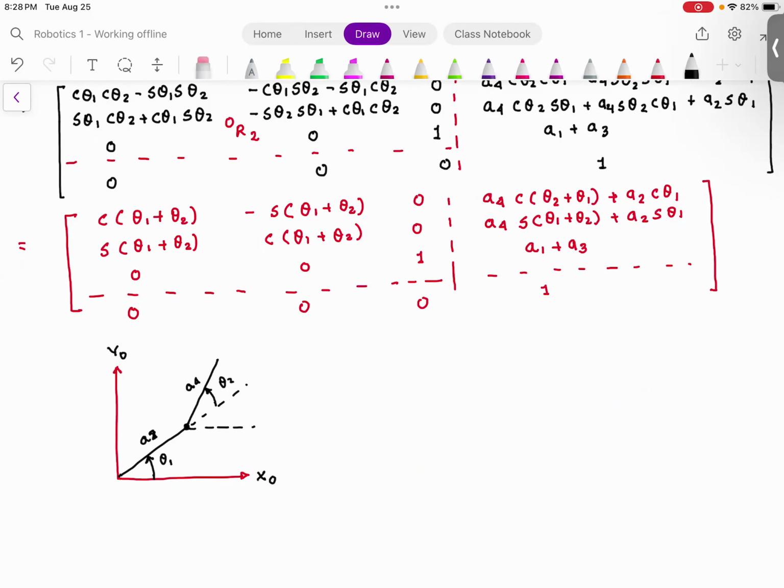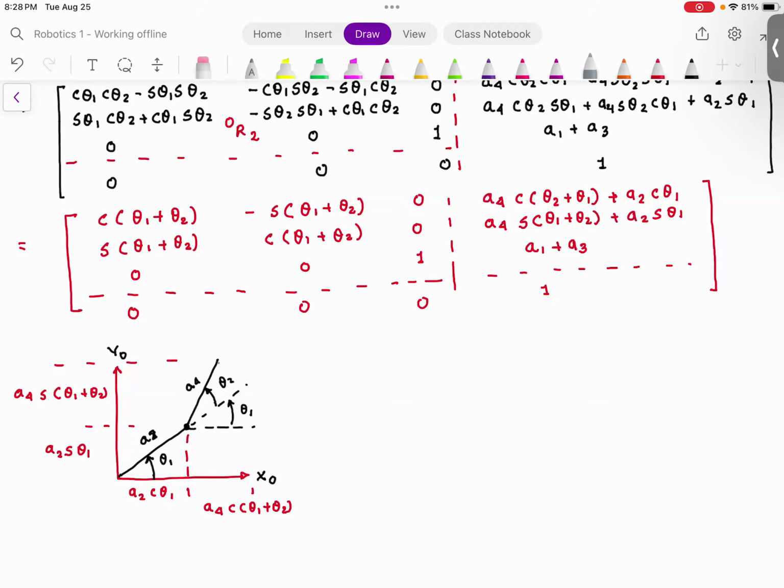Do you agree with me? I draw a horizontal line, so this angle becomes theta 1. If I find the projection here, this is going to be A2 cosine theta 1, and this one is going to be A4 cosine of theta 1 plus theta 2. Are you with me? This vertical distance is going to be A2 sine theta 1, and this distance is going to be A4 sine of theta 1 plus theta 2.